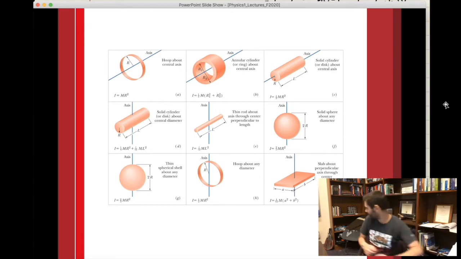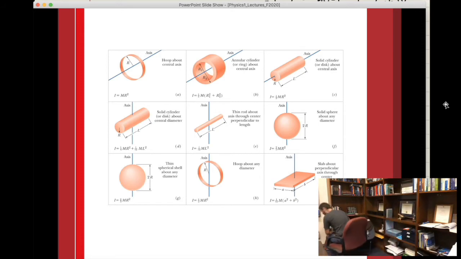Where's my soccer ball? I've lost my soccer ball. Oh, there it is.